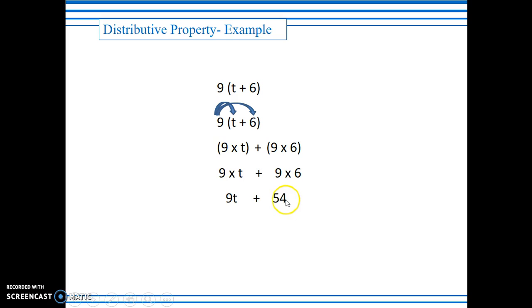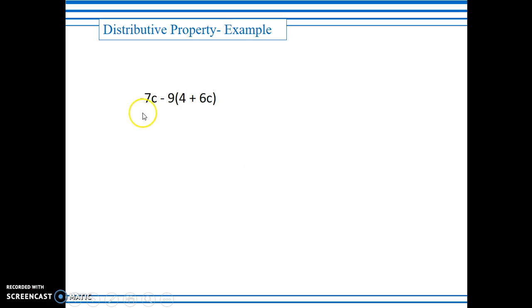We can't go any more simplified because they're unlike terms. We have 9t here, and we have a constant here. So that's our answer. Here's another example. We have negative 7c minus 9 times the sum of 4 and 6c. Now, to do this one, I'm worried I'm going to lose this negative sign, so I'm going to add the opposite. I'm going to take negative 7c, and I'm going to add negative 9 times the quantity, or the sum, of 4 plus 6c. So that's what this looks like.